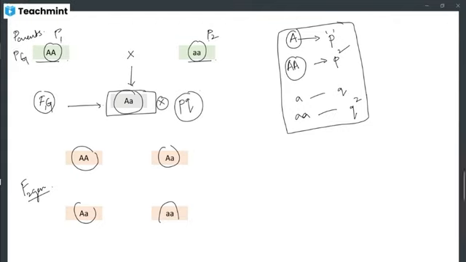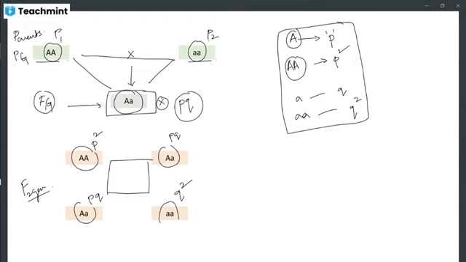Coming to the F2 generation, we will again see P square here, PQ here, and again PQ here, and Q square here, right? So it is a mathematical relation to describe this Hardy-Weinberg equilibrium between these alleles. That is a mathematical relationship to describe the equilibrium between these alleles.